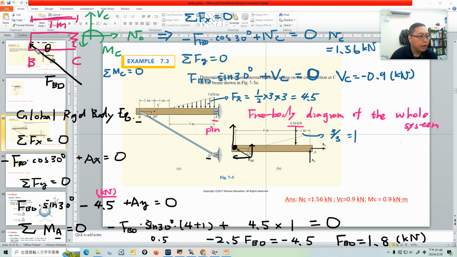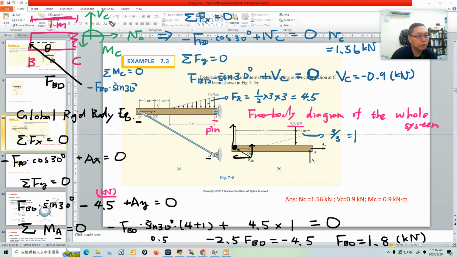So okay, FBD sine theta will create a moment with respect to C. So we have FBD times the sine 30 degree. The force is pointing up and the reference point is C. So a pointing up force will create a clockwise rotation, so it will become negative. Okay, and then what else? What moment do we have?